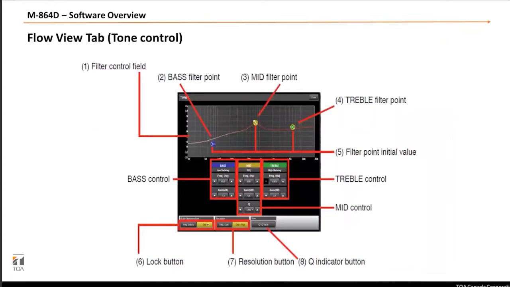Flow view tab, tone control. So we have there digital control on the bass, mid, and treble, as well as PEQ capability there, and you can select the exact frequency that you want to set up for your bass, mid, and treble.